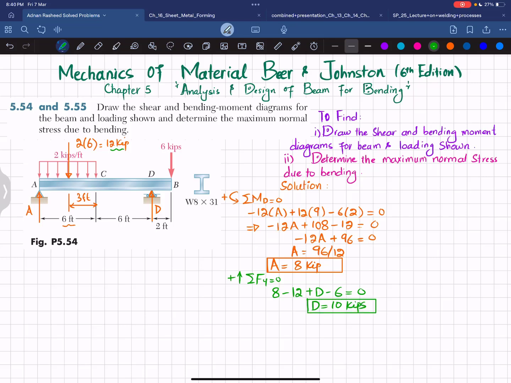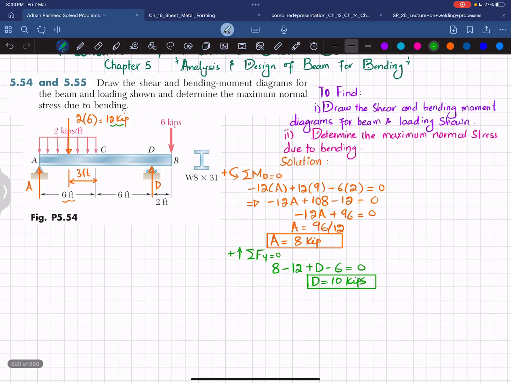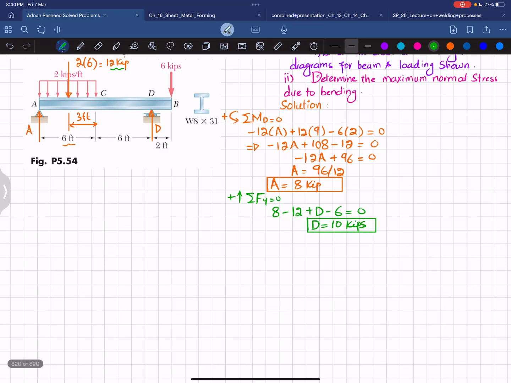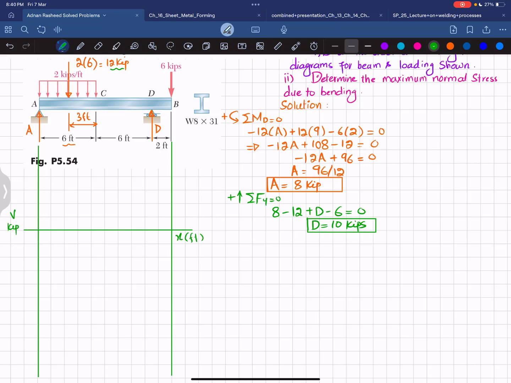So what we will do is find the shear force and bending moment diagram. But for that, I have to draw the vertical lines from the end of this beam. So I will take the vertical line from the end of the beam, and then there will be a horizontal line which will show you the length x in feet. On the y-axis, you will have V, shear force, with unit kips.